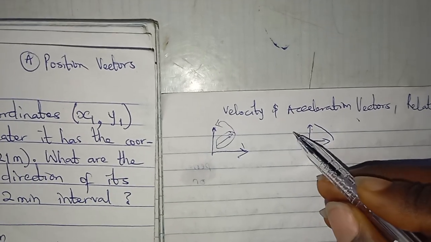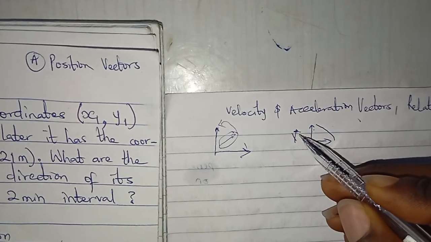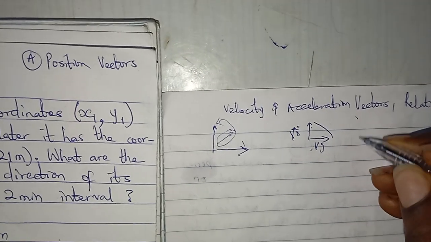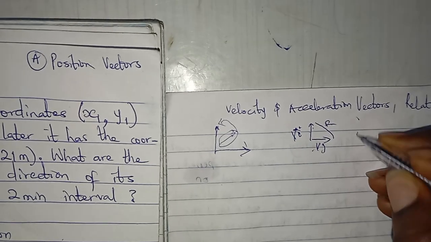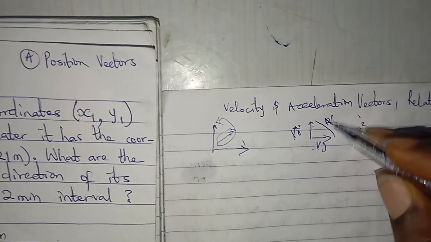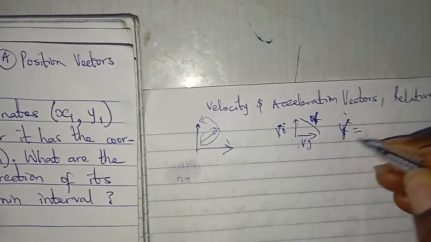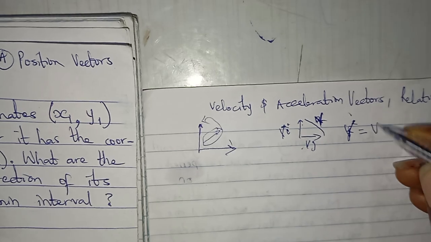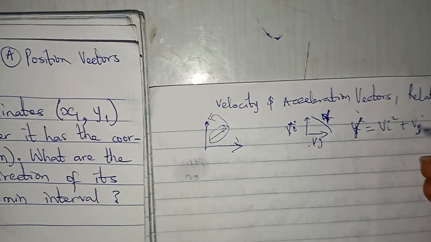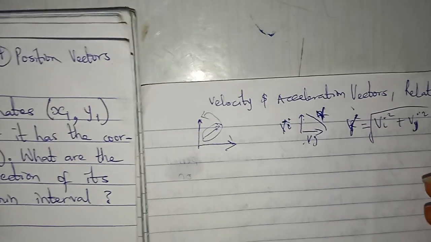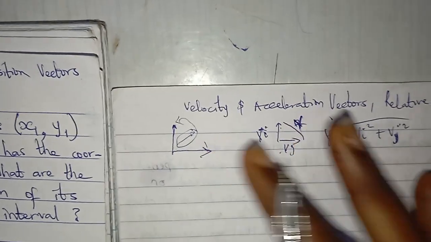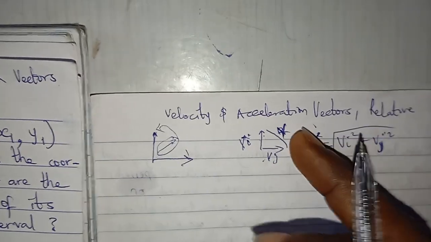So it simply means getting the velocity that happens at the x axis, getting the velocity that happened at the y axis, then using Pythagoras to get the resultant. This resultant is going to be the total velocity, which is v. So I will now have vi square plus vj square. So that's the first thing you need to note about velocity and acceleration vectors.